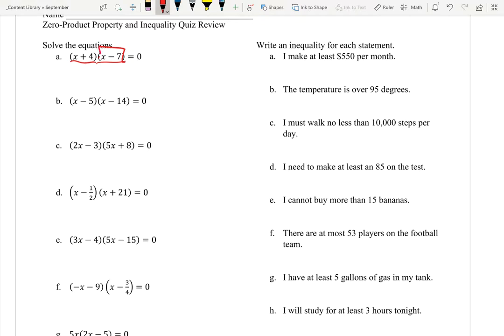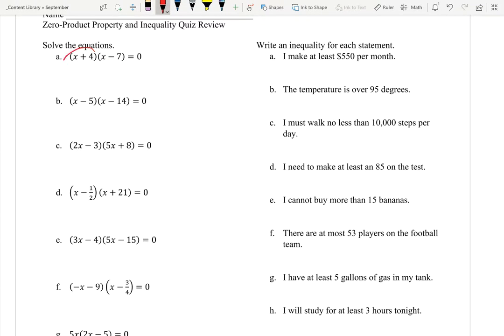So essentially, either x minus 7 is 0 or x plus 4 is 0. Our job is to find the values of x that make those groups 0. We need to find the solution to each parentheses, each group here, because this one could be 0, but the x minus 7 could also be 0. So we need to make sure we find all the possibilities.